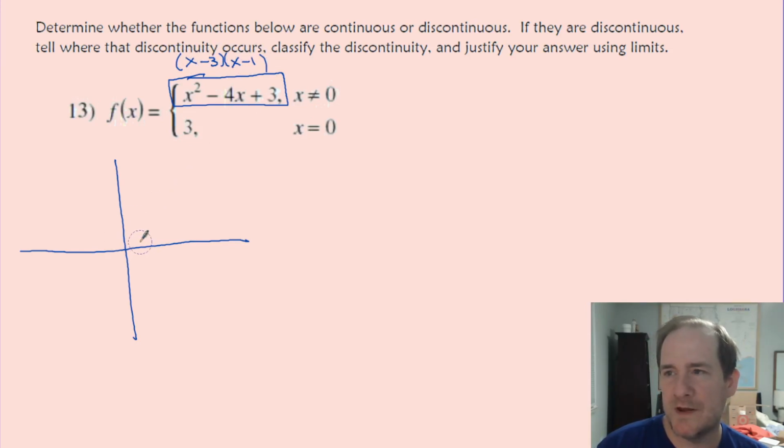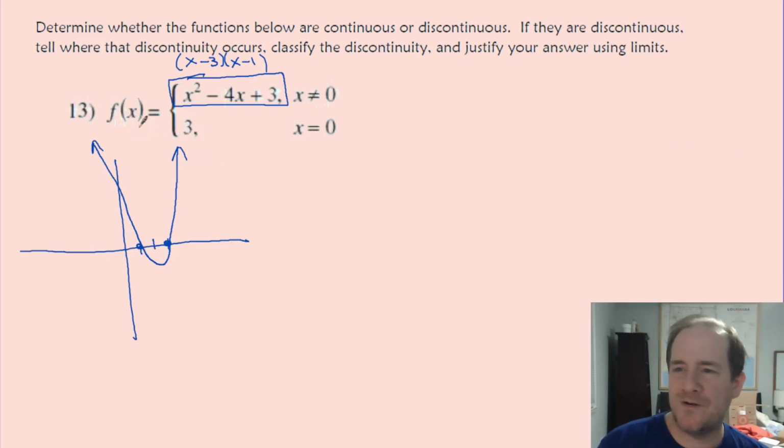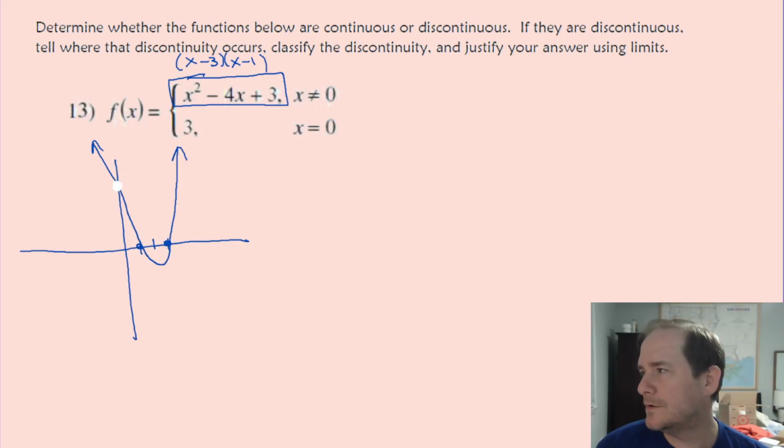That tells me that at 1 there's an x-intercept, and at 3 there's an x-intercept, and the positive leading coefficient tells me that I open up. That's a very badly drawn parabola, but I don't care. Alright, great, I did it. It opens up like this. And guess what? I can't be 0. So right there's actually a hole.